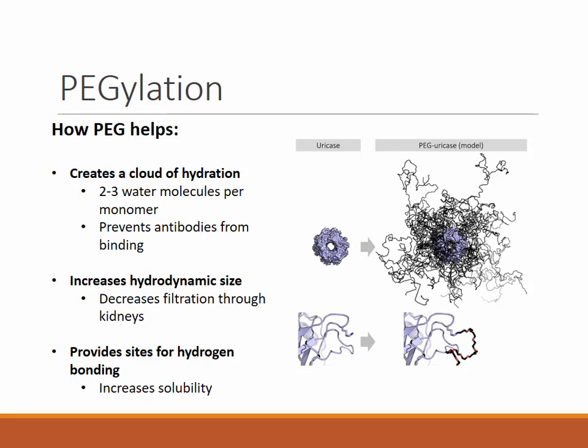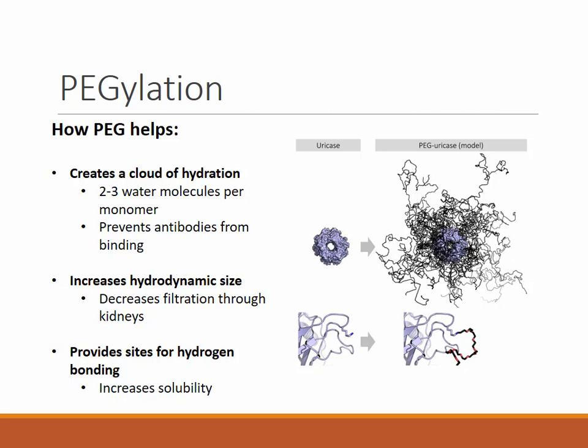Also, you can notice definite size increase. Maybe your molecule was very small, getting filtered out through the kidneys. With this size, perhaps the renal system will just bypass that and it will have a little bit longer half-life than it would otherwise. And as I mentioned a bunch now, poorly water-soluble molecules benefit from the increase in hydration. You can increase the solubility that way.